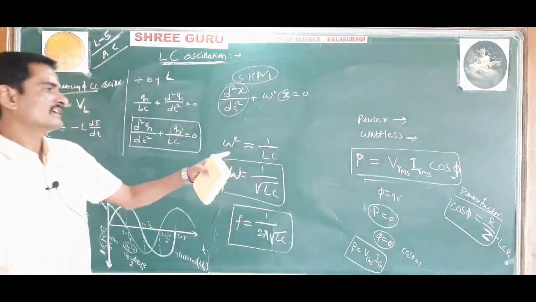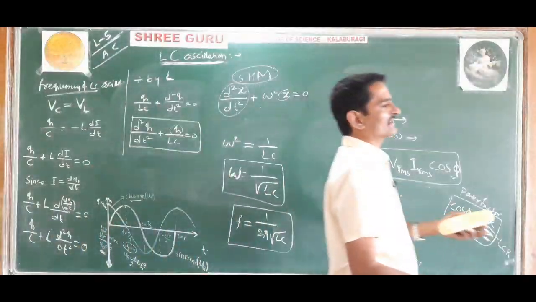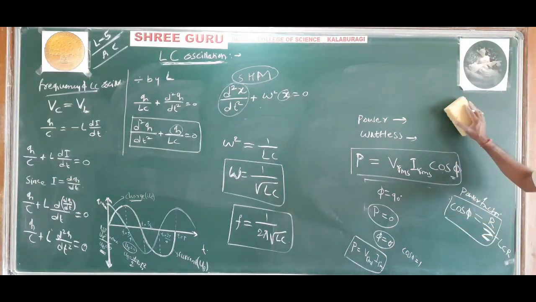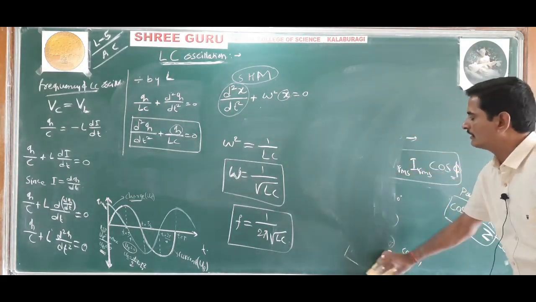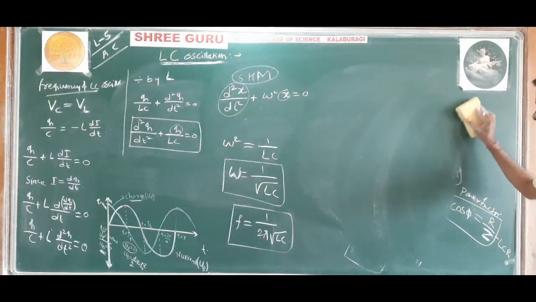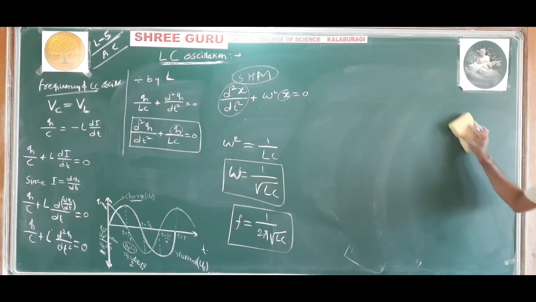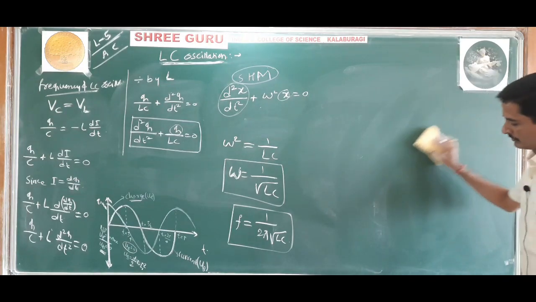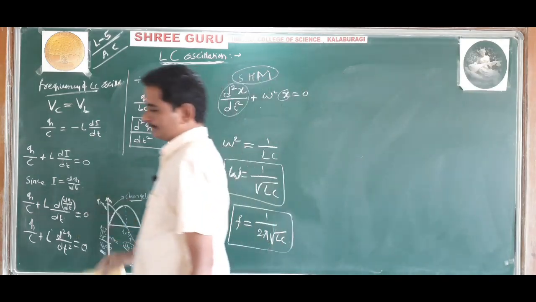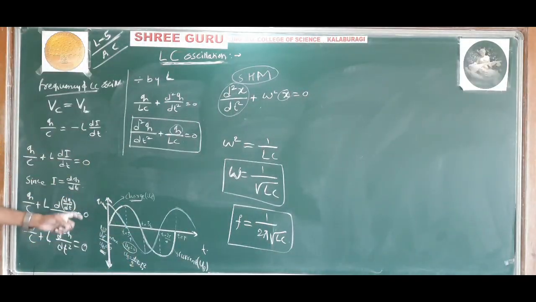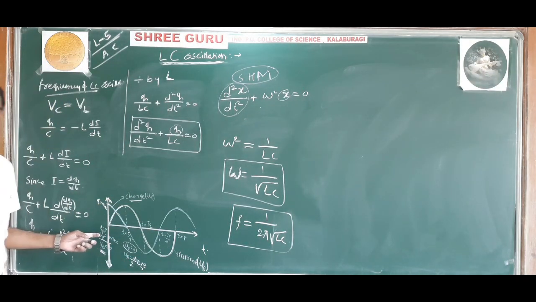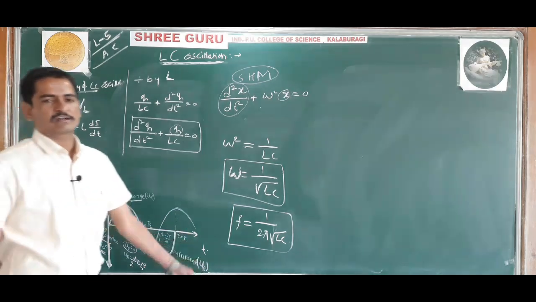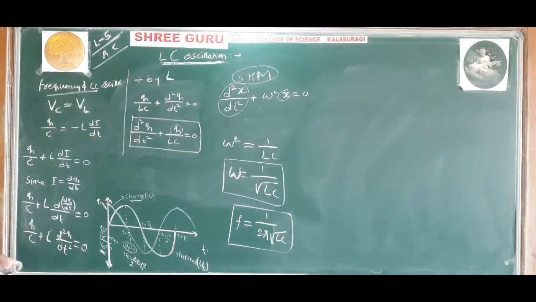Understood? Okay. So these two concepts, that is power and wattless current, are removed from the syllabus. So I am not going to teach about that, but it will be there in the notes. You can read from the notes on your own. Okay. So did you understand this LC oscillation? And remember this diagram. This diagram is important for understanding of LC oscillations.